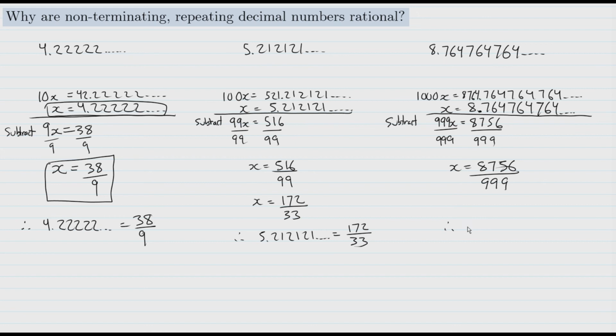So therefore, 8.764764 repeated is actually 8,756 over 999. So hopefully you can see at this point that as long as we start with a repeating non-terminating decimal number, we can always write it as a ratio of integers. It's just a question of what we need to multiply by in this step here. And of course, that number all comes down to how many digits make up the repeating pattern.